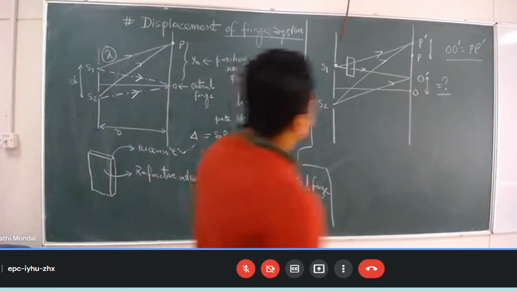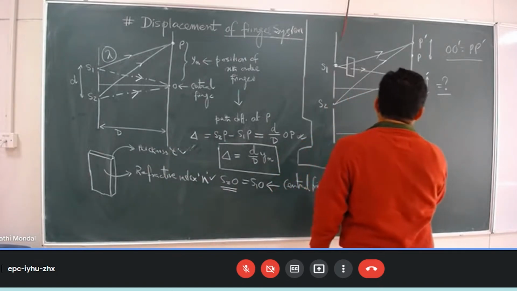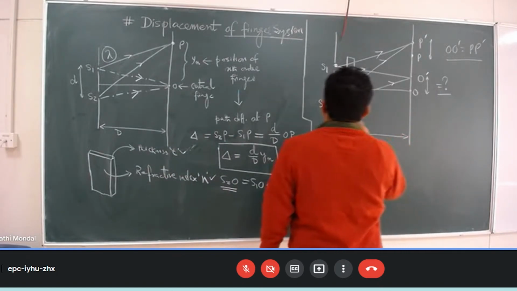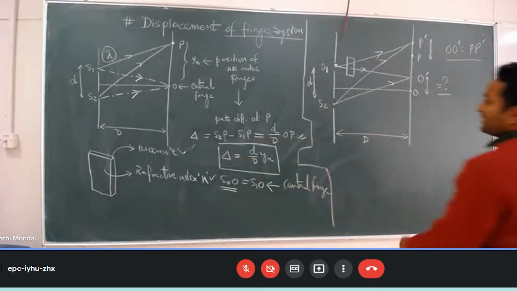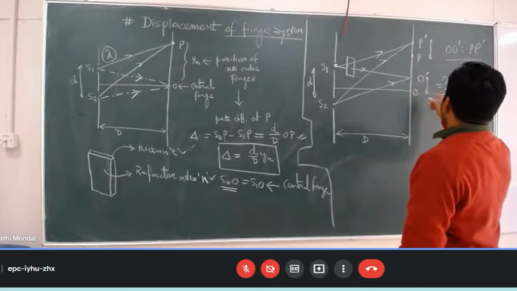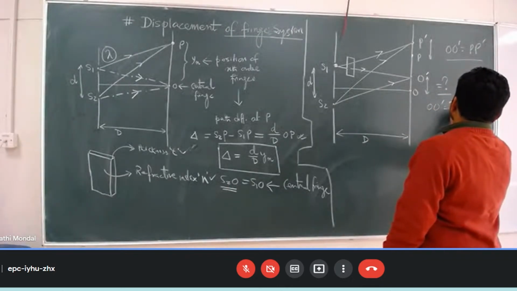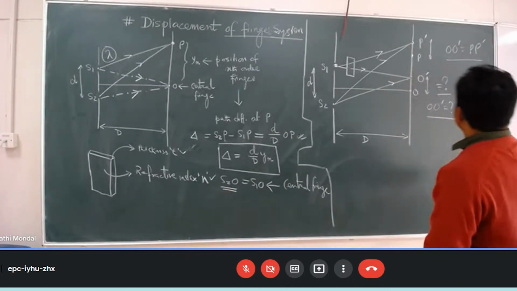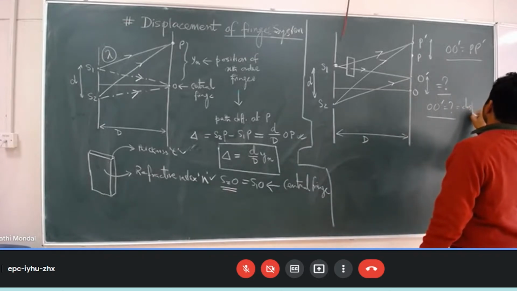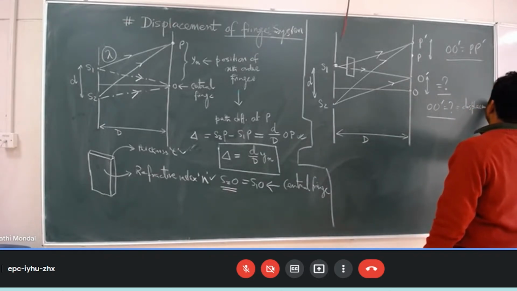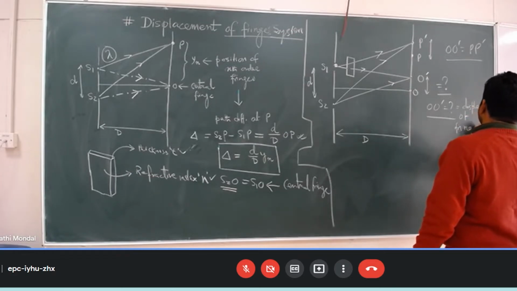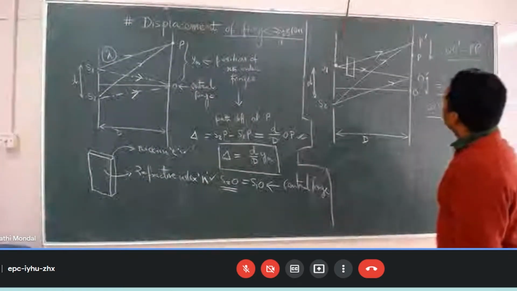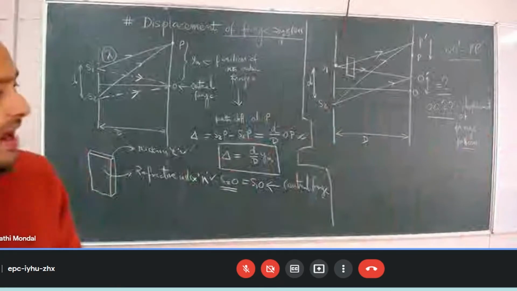Okay, now what is T? So this is the same experiment. Okay, so now what we have to do? We have to calculate what is O dot. So that is actually the displacement of fringes. Displacement of the fringe pattern. The whole fringe pattern will shift from O to O dot. Okay, now we have to calculate this one.